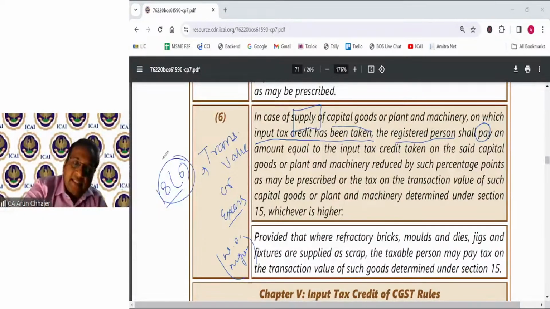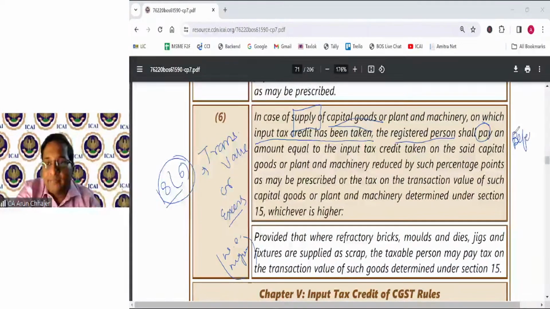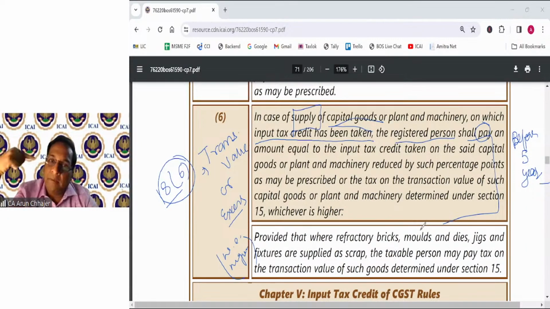Eighteen subsection 6 says whenever you supply the capital goods, I can say prior to 5 years, before 5 years, where it is written 5 years because they are talking about the comparison. If I am supplying the capital goods before 5 years, then as per 18 subsection 6, I need to calculate the liability. I need to compare the liability by taking two amounts, and whichever is higher, I need to pay that.